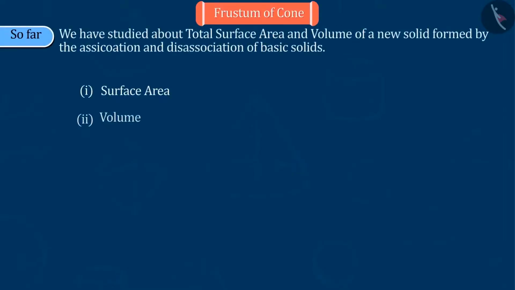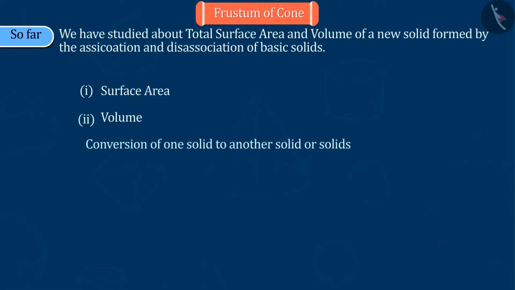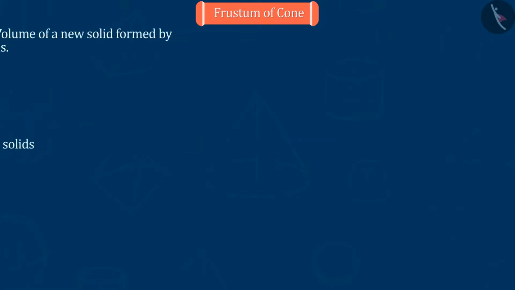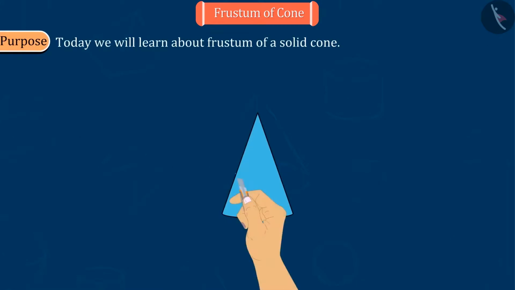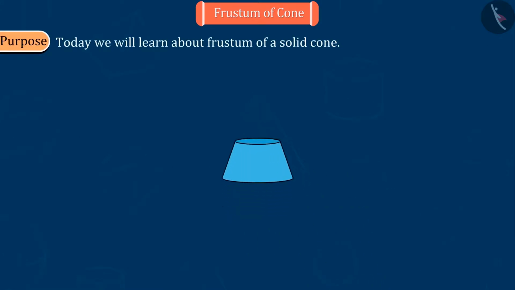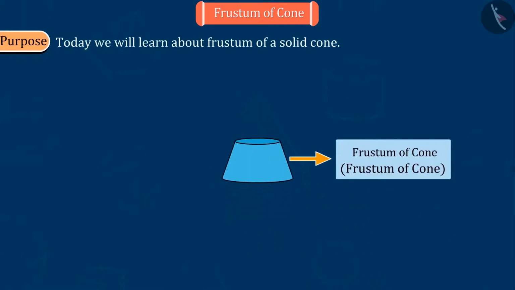Welcome all of you to this video. So far, we have studied about the total surface area and the volume of new solids formed by the association and dissociation of basic solids. Moving forward with this concept, today we will learn about frustum of a solid cone.